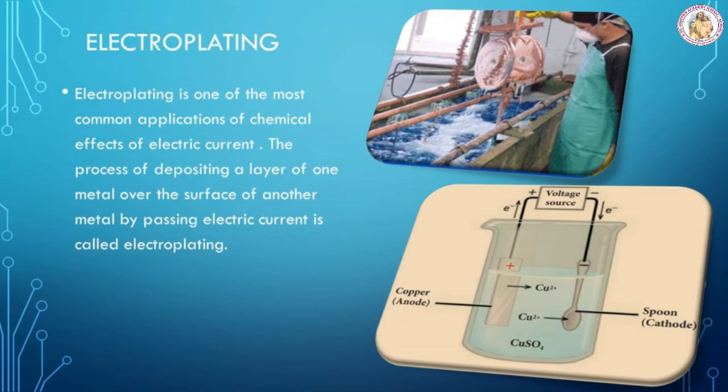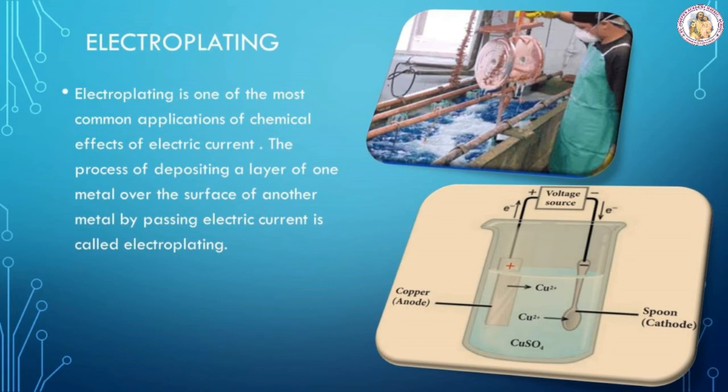Electroplating is one of the most common applications of chemical effects of electric current. The process of depositing a layer of one metal over the surface of another metal by passing electric current is called electroplating. Let's do an activity to know electroplating well.